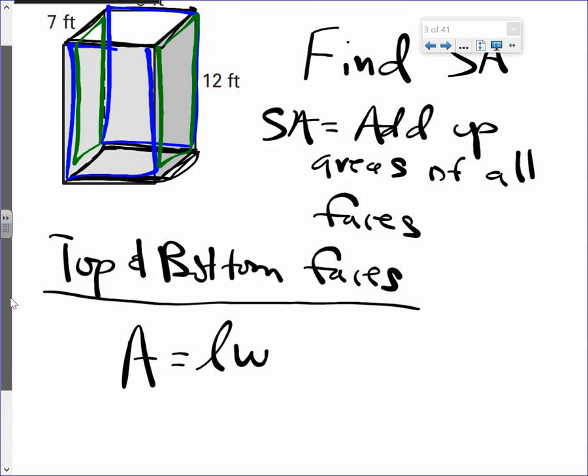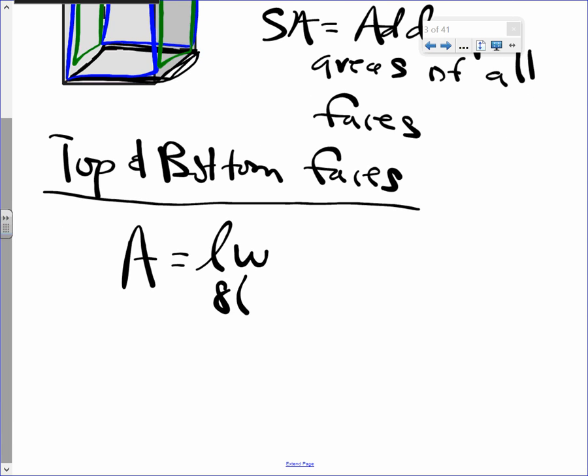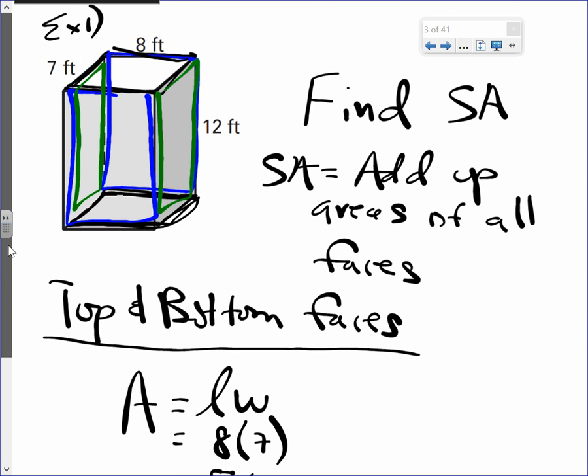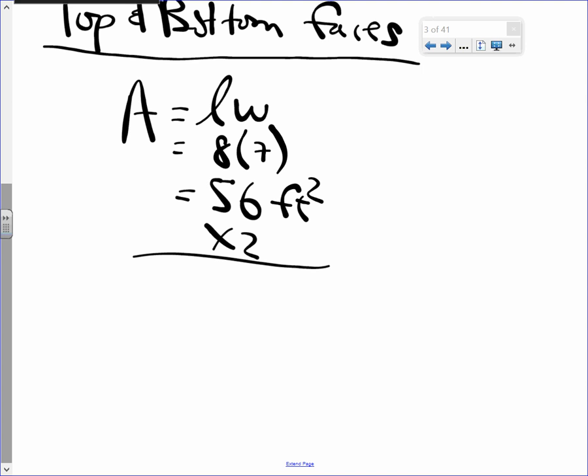So, look at the top and bottom face. They're rectangles. I'm going to find the area of one of them and multiply it by 2. So the length is 8, the width is 7. We're rocking and rolling. 8 times 7 is the area of the top face. So the area then is 56 chickens, horses, or termites? Square feet. And there's 2 of those puppies. So I'm going to multiply it by 2 because the top and bottom are the same. So watch this now. 56 times 2, that's going to be 112 square feet for the top and bottom.